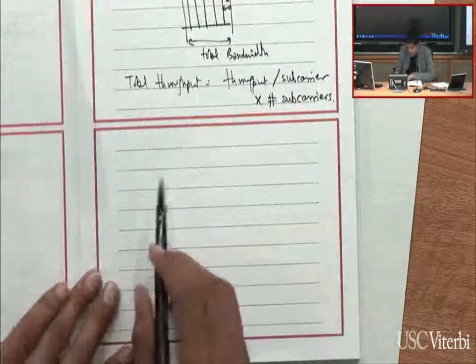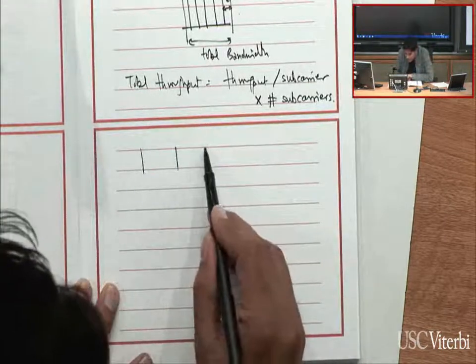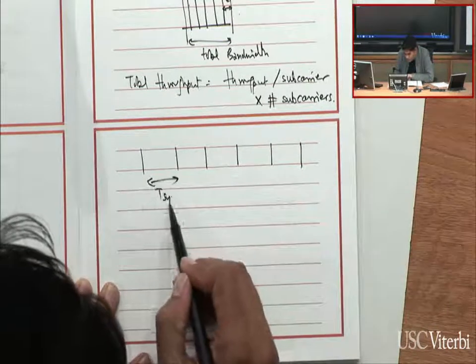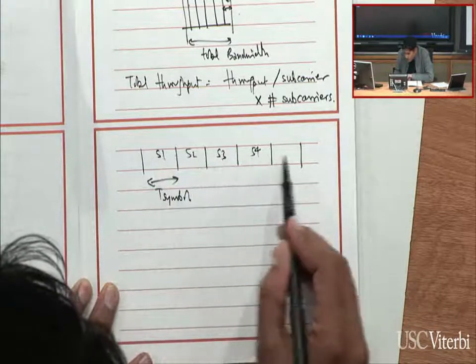So just to visualize what's happening, imagine that you're sending your data at a certain symbol rate. So basically this is what we call T symbol. Here's symbol 1, symbol 2, symbol 3, symbol 4.